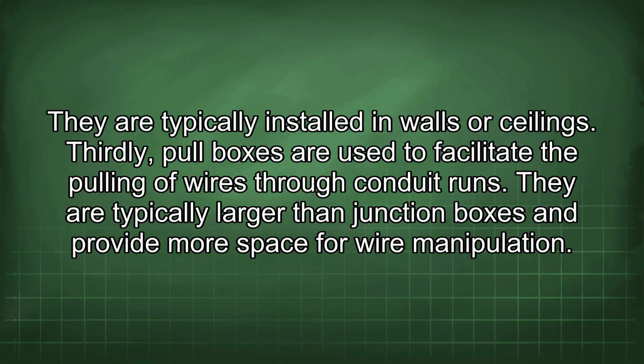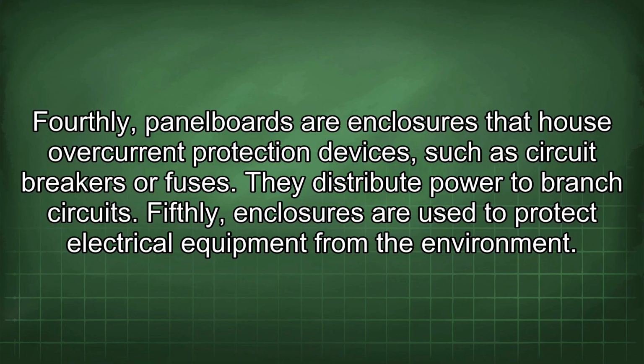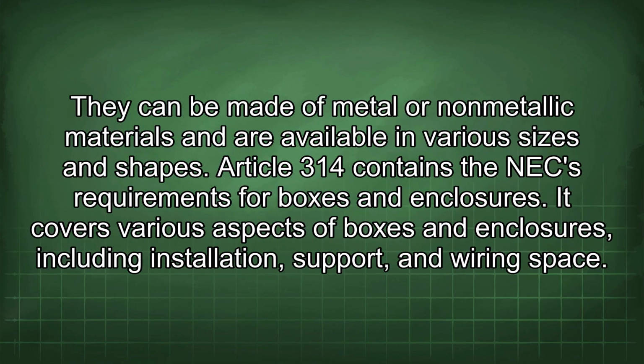They are typically larger than junction boxes and provide more space for wire manipulation. Fourthly, panel boards are enclosures that house overcurrent protection devices, such as circuit breakers or fuses. They distribute power to branch circuits. Fifthly, enclosures are used to protect electrical equipment from the environment. They can be made of metal or non-metallic materials and are available in various sizes and shapes.